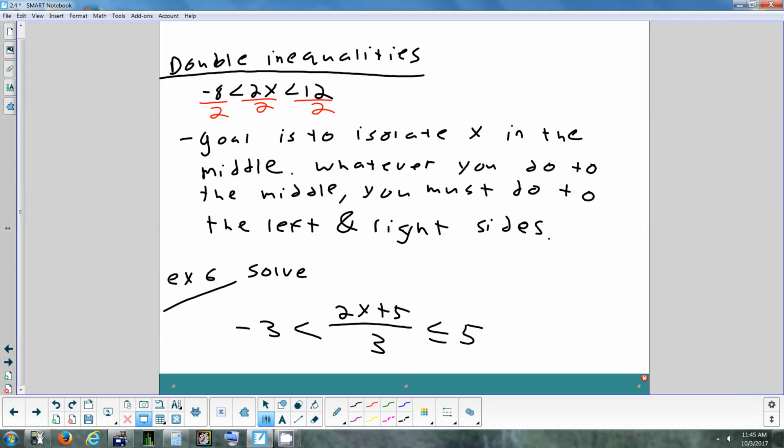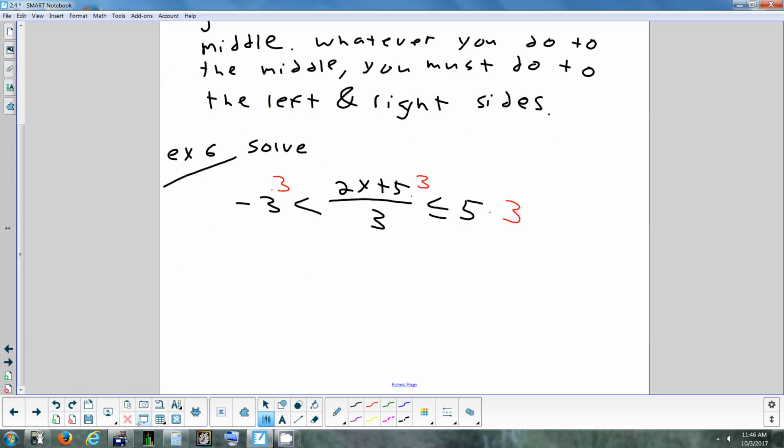All right, so let's see if we can solve that one. Anyone think they could tell me what my first step would be to start getting x by itself in the middle? There's going to be three steps. Yep, Andrew? Multiply by 3. Yep. First step is to multiply everything by 3. So that's going to give me negative 9. Those 3s are going to cancel out, and we get 2x plus 5. And Andrew, what's going to be on the right-hand side now? 15. Good.